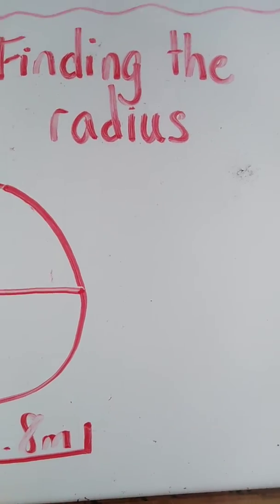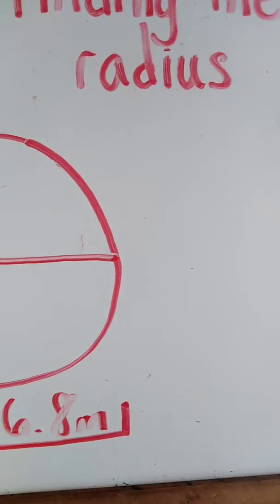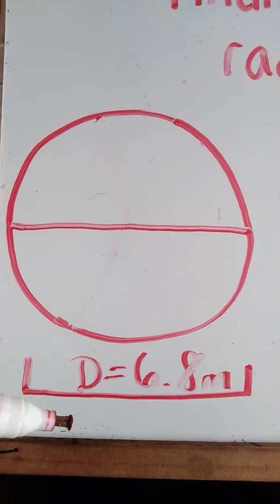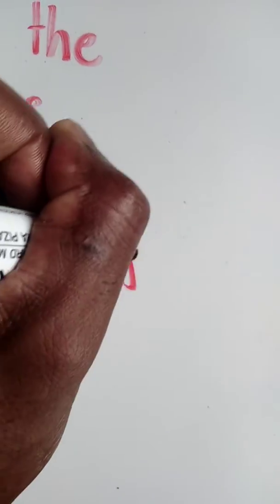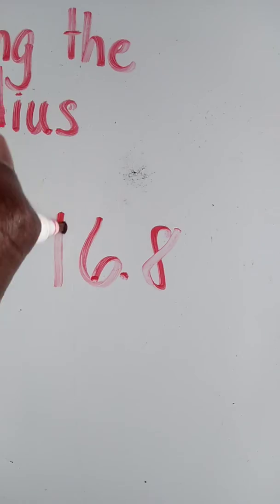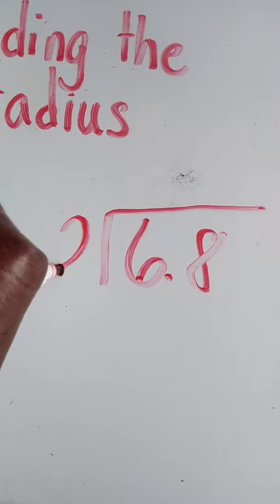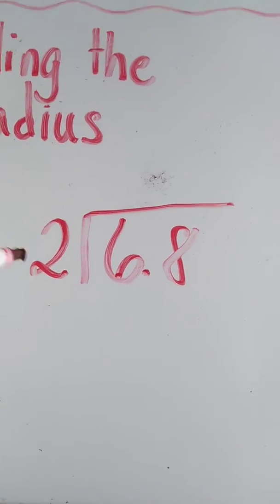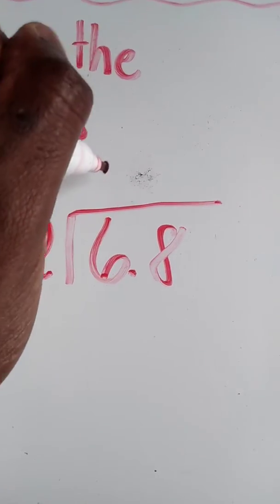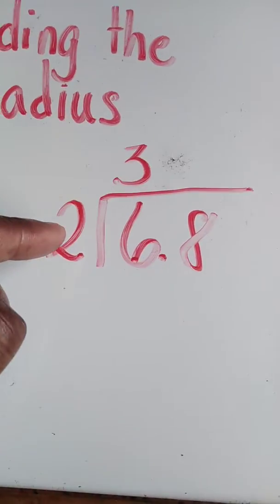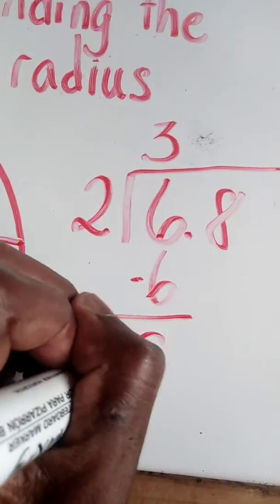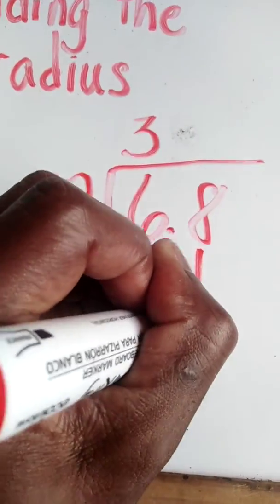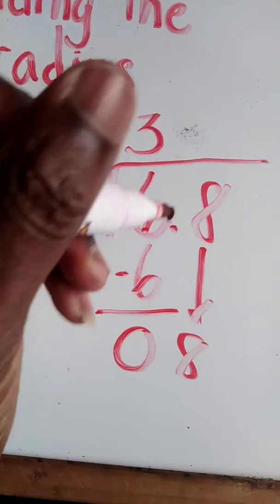Now we know that the radius is half of the diameter. So the easiest thing you can do is take your 6.8 and divide it by 2. 2 goes into 6 3 times. 3 times 2 equals 6. You subtract and get 0, and then you bring down the next digit and start again.